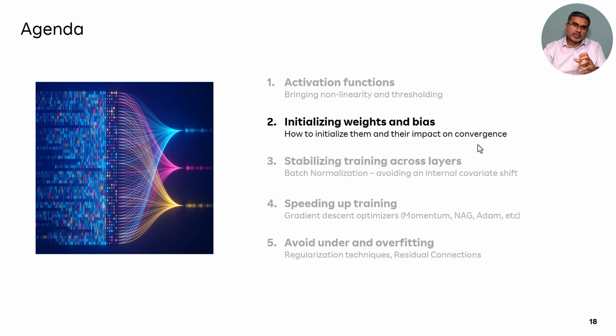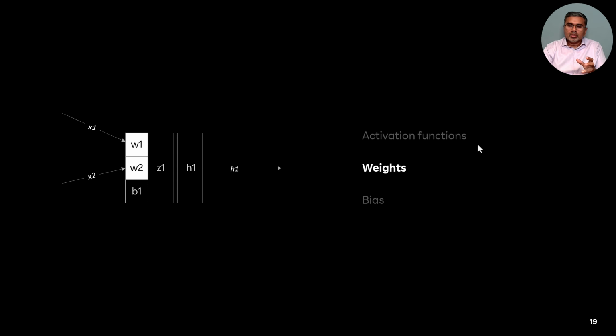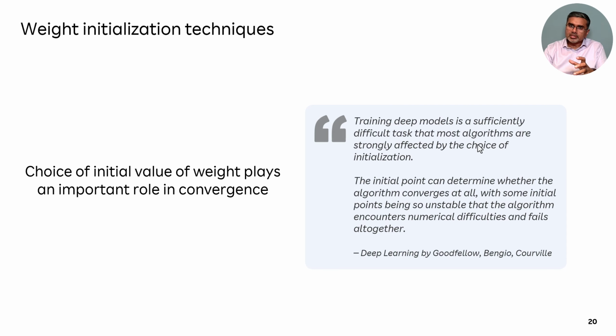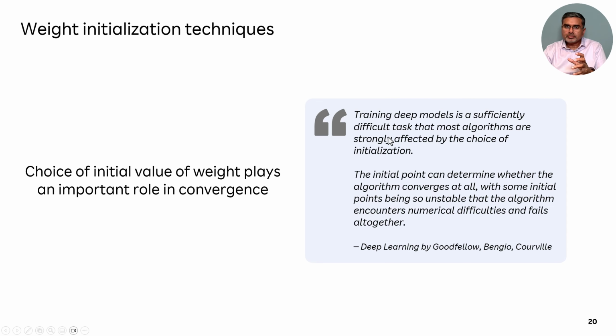Now let's look at the next topic, which is weights and bias initialization. The weights and bias get modified through the gradient descent algorithm as you're training, but the choice of the initial weight is very important. This is captured really well by this quote here. It basically says that training deep models is a sufficiently difficult task that most algorithms are strongly affected by the choice of initialization. The initial point can determine whether the algorithm converges at all, with some initial points being so unstable that the algorithm encounters numerical difficulties and fails altogether.